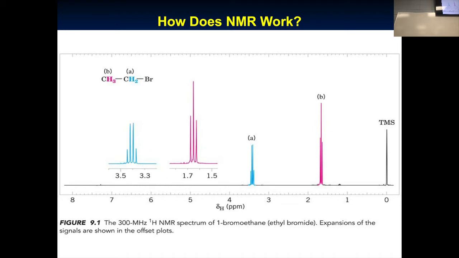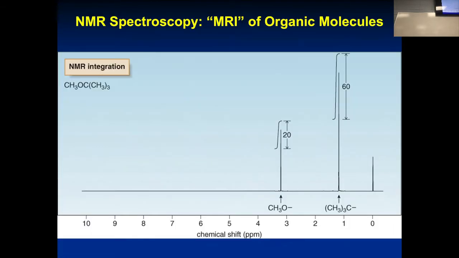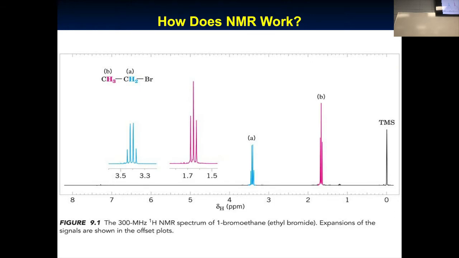We call this splitting. So if you look at A, A belongs to these two hydrogens. But it's not a single line like it is over here, right? It's these four lines in this 1-to-2-to-2-to-1 ratio. It's one signal that's been split into four peaks, and it belongs to this CH2. These, the pink color, are these three hydrogens. This is B, and this is just a blow up so you can see the splitting. How is that different than this one?